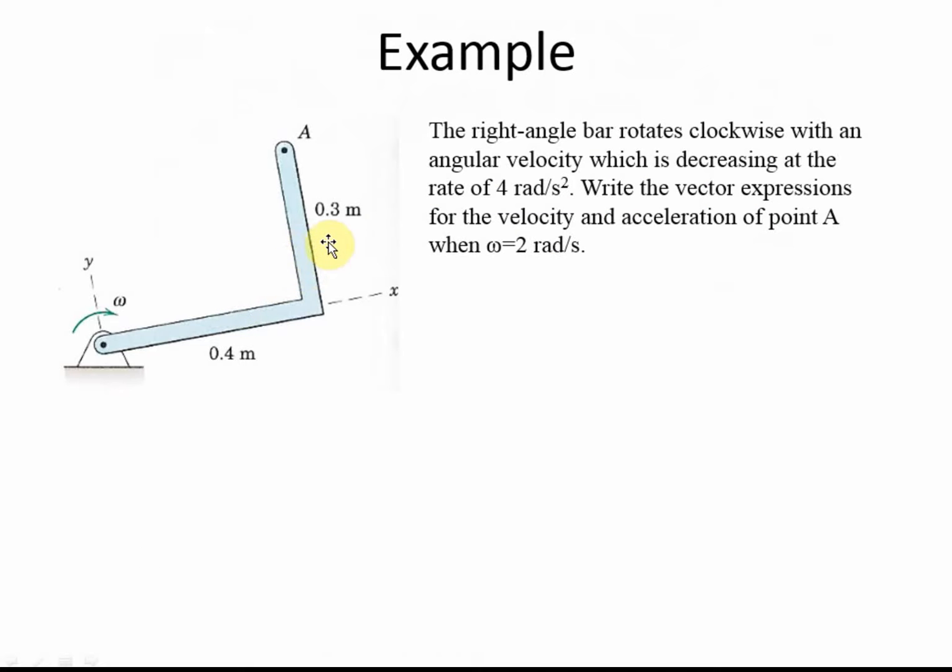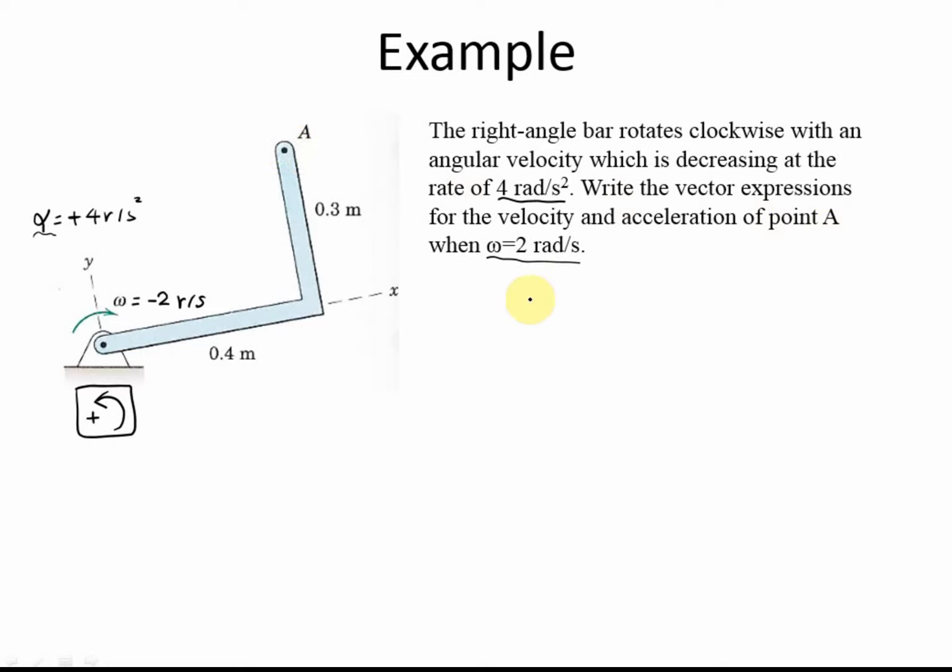Then lastly, let's look at the example. I have to put the positive alpha here because this is rotating clockwise, and decreasing acceleration could be positive because counterclockwise is positive by default. So when everything is rotating clockwise but decreasing, the acceleration actually should be positive. But right now omega is 2, so that's why I put the negative here. And then I want to find the acceleration at point A.